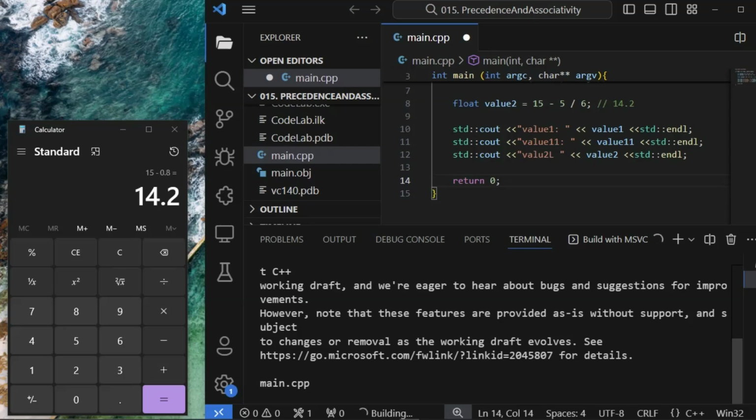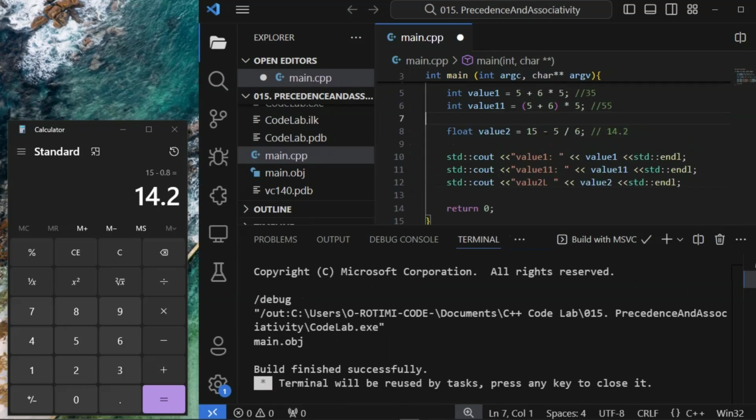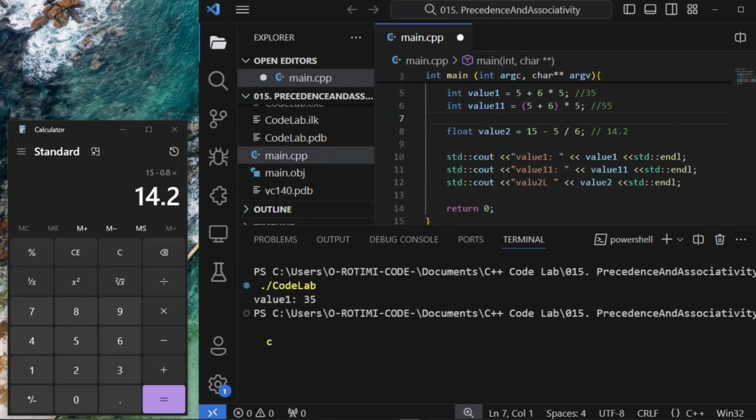If you have your compilers installed correctly, or installed with your code editors, maybe you are using Microsoft Visual Studio, it will work with any of them as long as you have your compilers installed correctly. There is no problem with that. So now we should have the precise answer here. We have 14.2, we have 55, and remember this value is 2, but here we are having a different value. So now we're going to do something here.